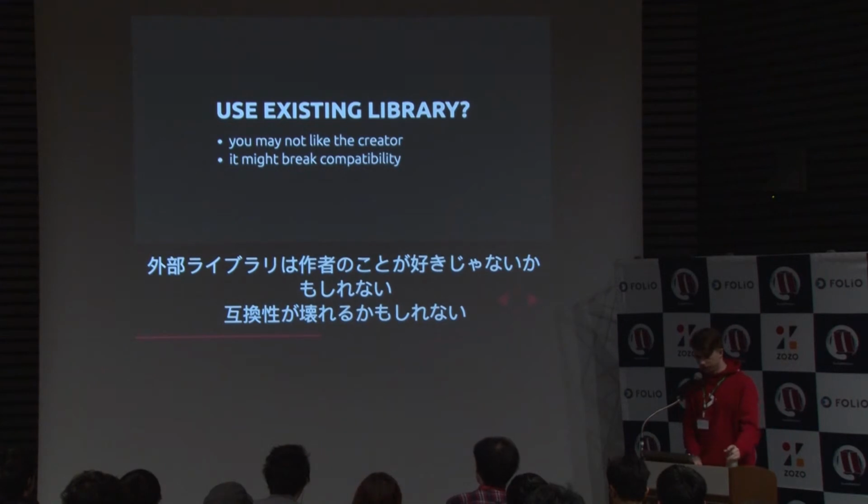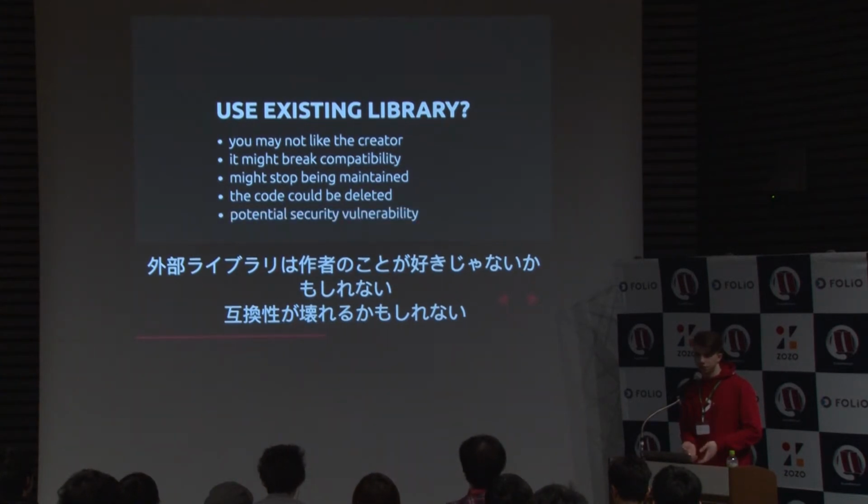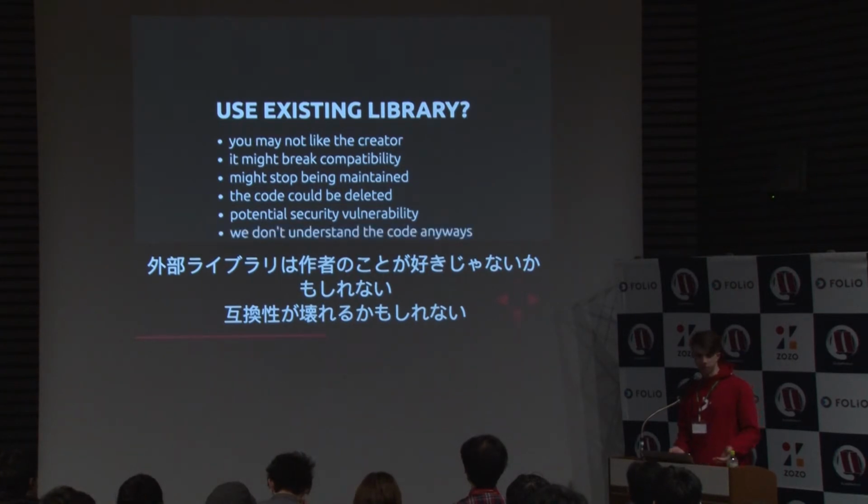So a thing that's worse than breaking compatibility is no new features at all. So if it stops being maintained, you won't get any new functionality and you'll have to write it yourself. Or even worse, the code might be deleted, and then you won't even be able to expand on it on your own. We also have to think about the security of our code. So if you use an external library produced by someone else, it might contain some security holes, or somebody might steal the author's laptop and make some malicious changes to it. We don't want that to happen. And most importantly, we don't understand the code anyways, so why would we put it in our project?